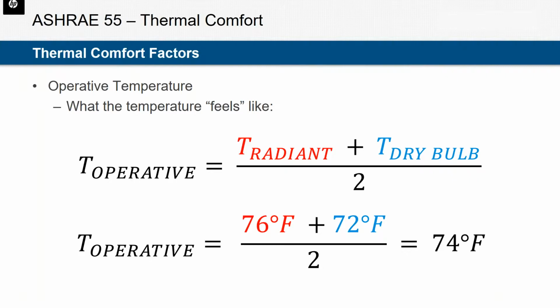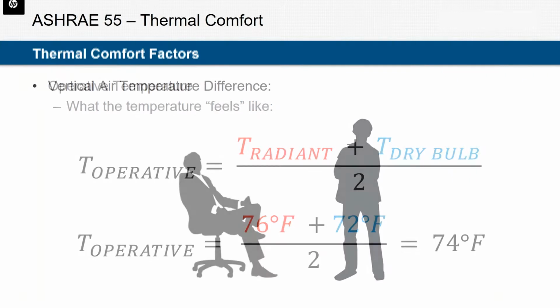And in ASHRAE 55, there are lots of models that exist to predict how comfortable a room will be. And for those models, they almost always use the operative temperature. So we'll want to know the radiant and the dry bulb component in order to predict how comfortable a space will be ahead of time.